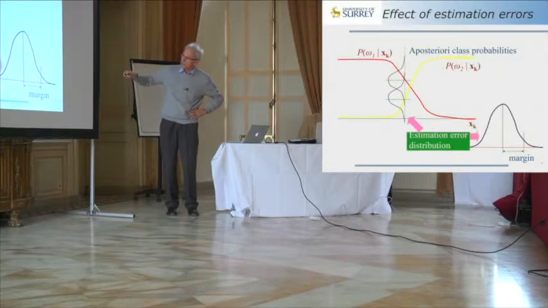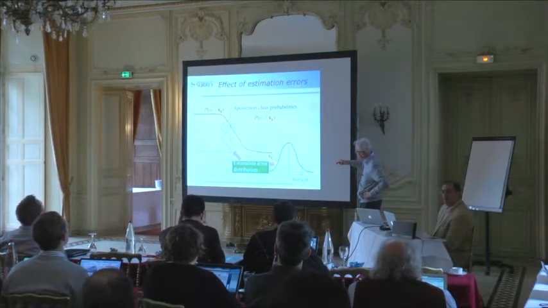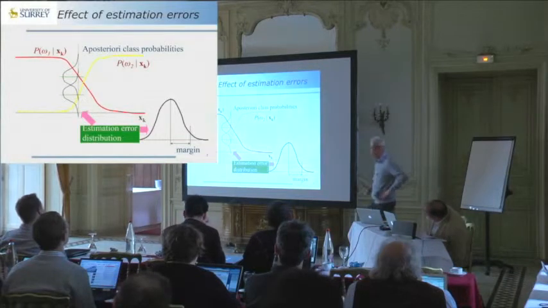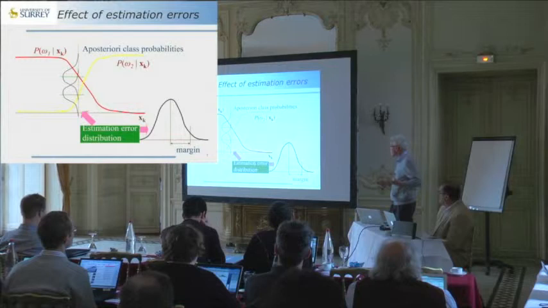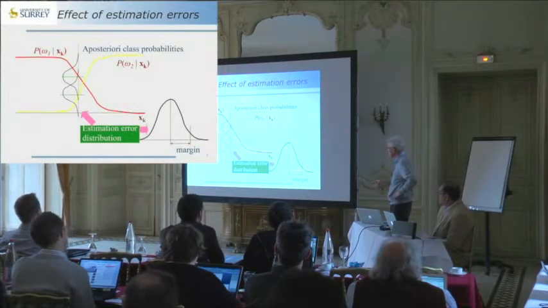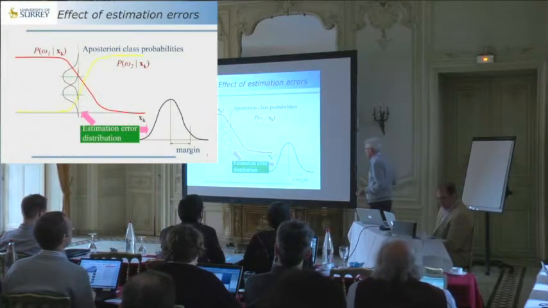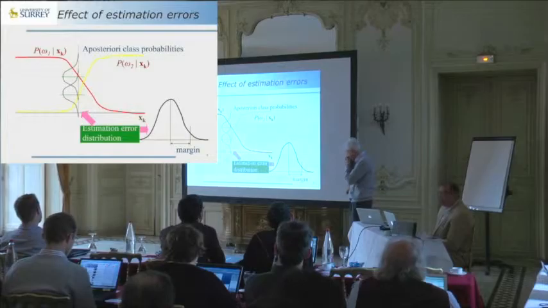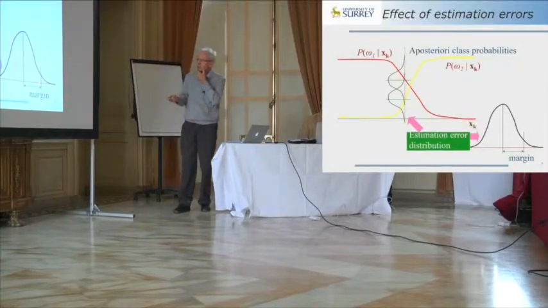Okay, so if you imagine this is my error distribution, and this is the cutoff defined by the margin that I have, if I get below that cutoff, then I will be making an error. So anything under my error distribution in this tail area will produce an error, and this is what will actually give rise to my recognition errors.